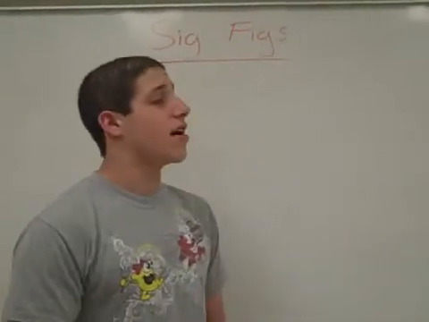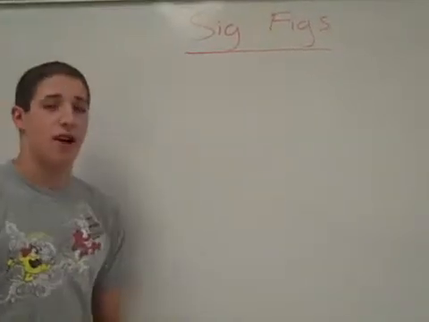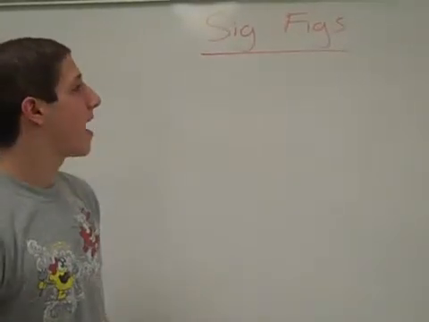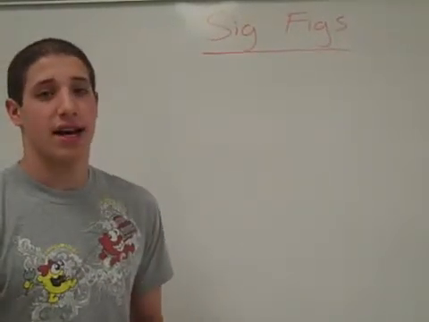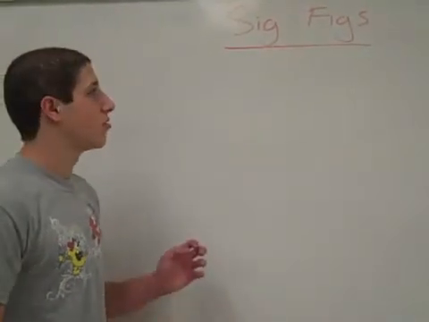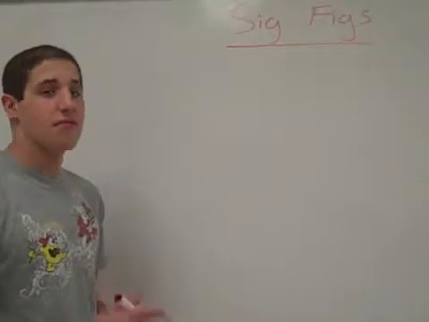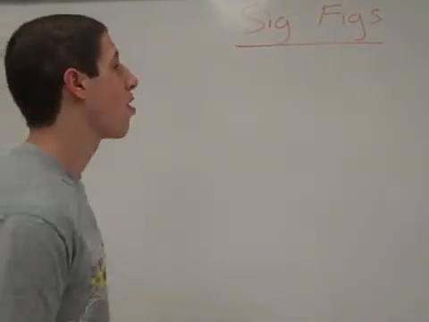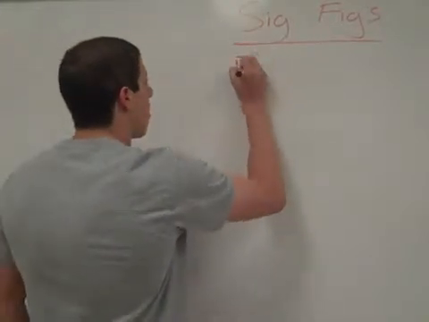Sig figs are a way of measuring the accuracy and precision of a problem. You can't have exact results with inexact data. There are three main rules to sig figs and how you write sig figs and go about a problem.